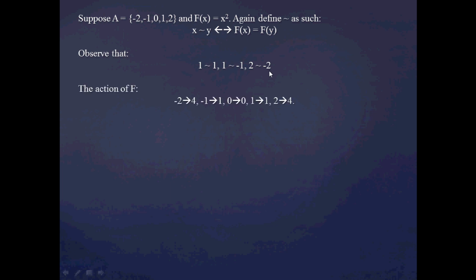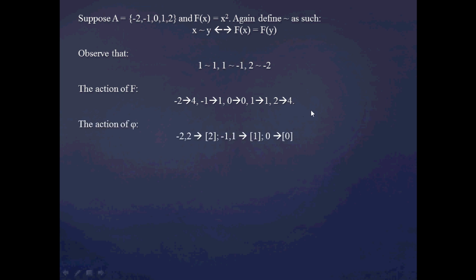So let's say we're going to write out what f is doing explicitly. It's mapping this set onto another set. So what it's doing is it's taking -2 to the value 4, it's taking -1 to the value 1, taking 0 to 0, 1 to 1, and 2 to 4, just by squaring.